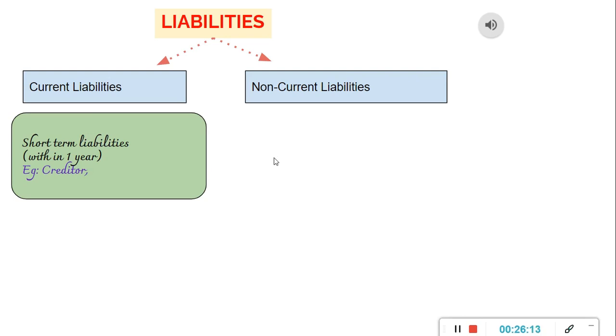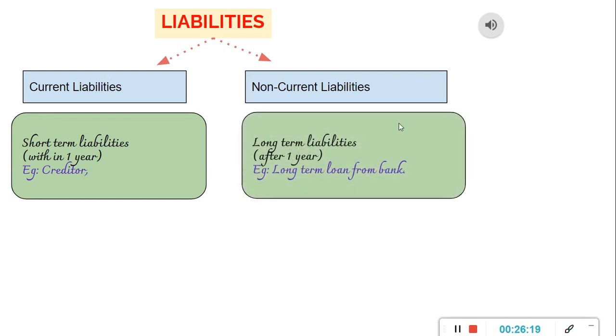Then what is a non-current liability? The opposite of that: if short term is current liability, then long-term liability is called non-current liability. Any example? Yes, if you are taking a loan from the bank for a long period of time, for 5 years or 10 years, that is called a non-current liability, meaning the liability for a long period of time. Clear? So liabilities can be divided into two: current liabilities and non-current liabilities. Current liabilities are short-term liabilities and non-current liabilities are long-term liabilities. Clear?